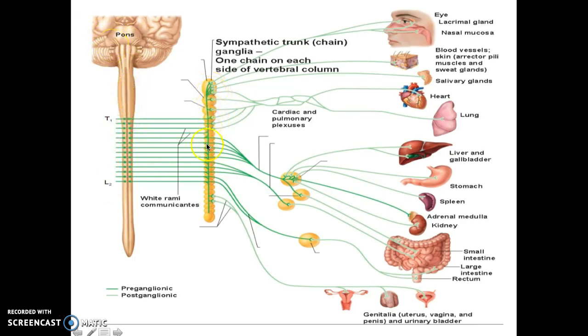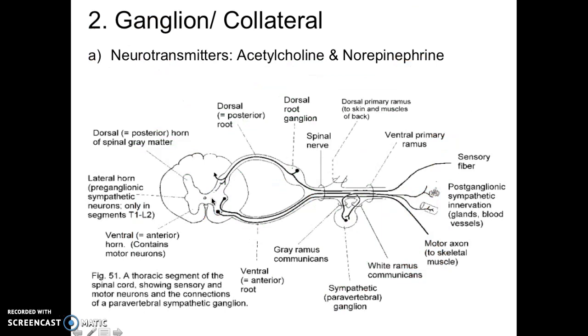And then this would be like your preganglionic neurons. Preganglion, and this would be the ganglion. Okay, so there's two neurotransmitters. You have acetylcholine and norepinephrine. When you guys were labeling, you saw that there was the dorsal root ganglion. The reason why is because of things like this.